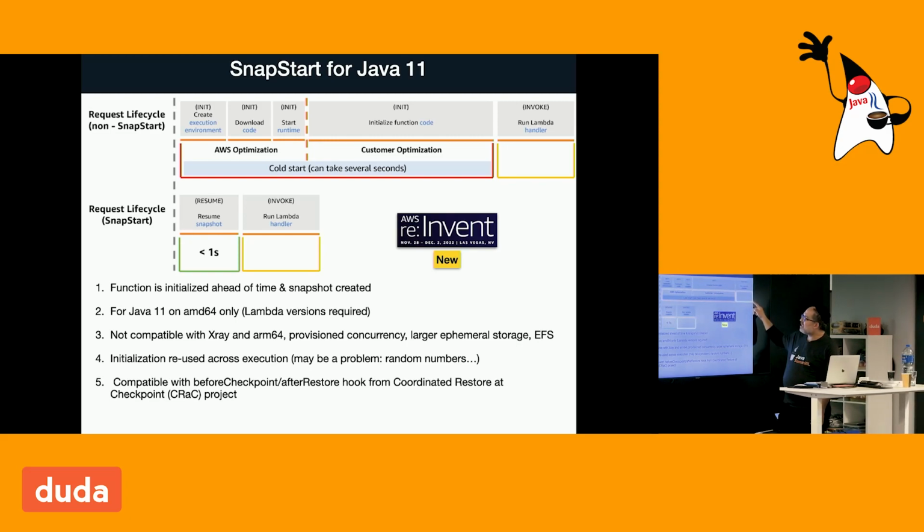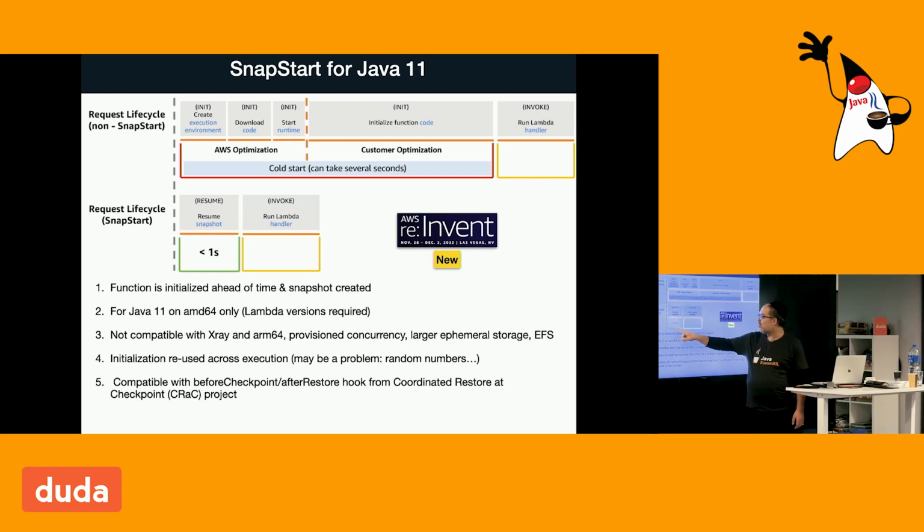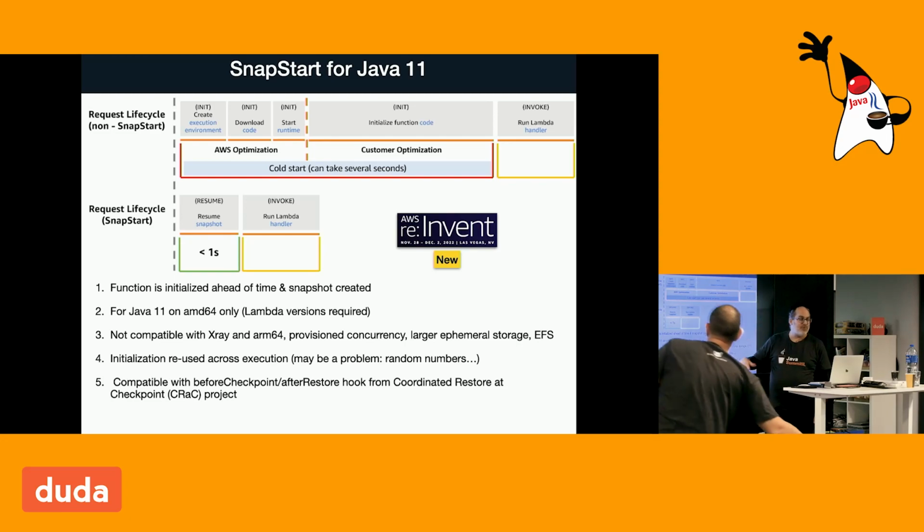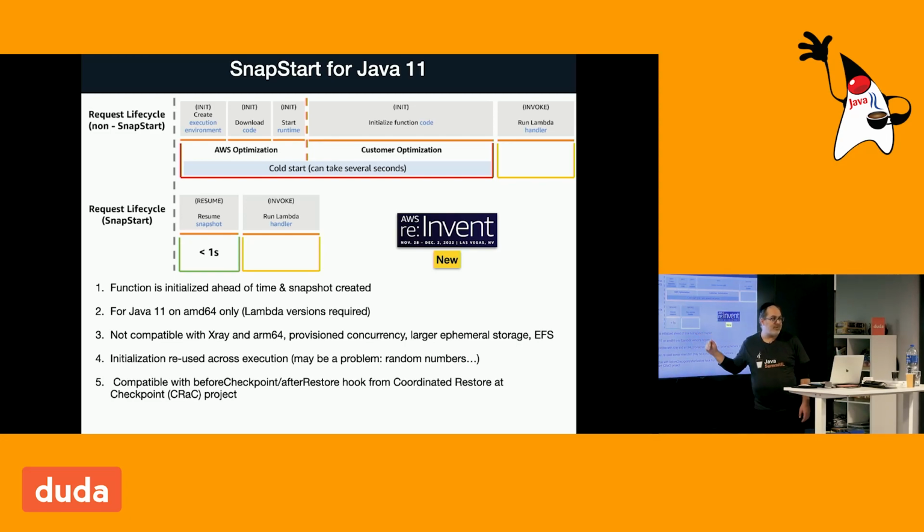And what SnapStart is doing is initializing the function ahead of time, and a snapshot is created here, before we even get a request. After that, we just have to do a resume, and in a few hundred milliseconds, you are ready to run your business code.